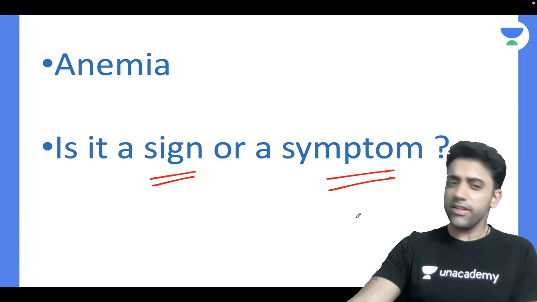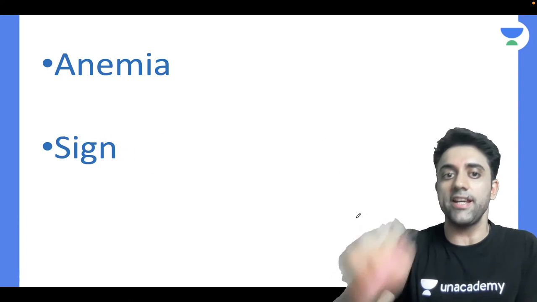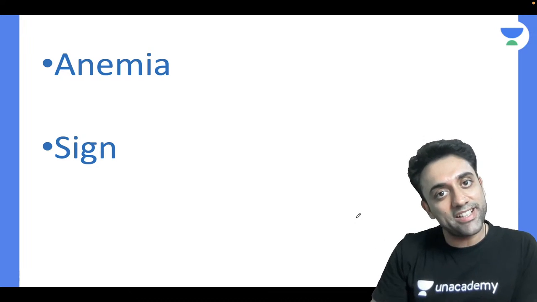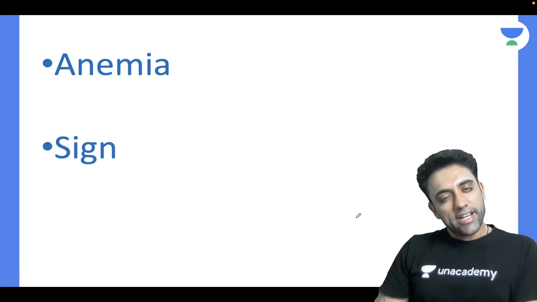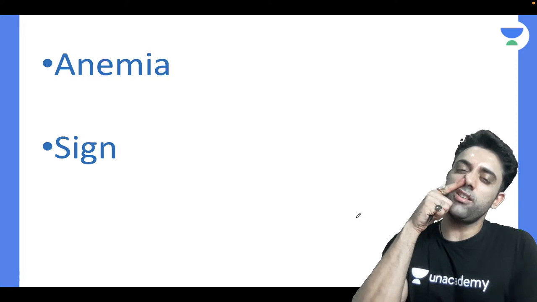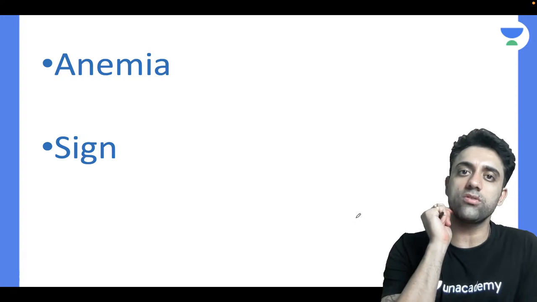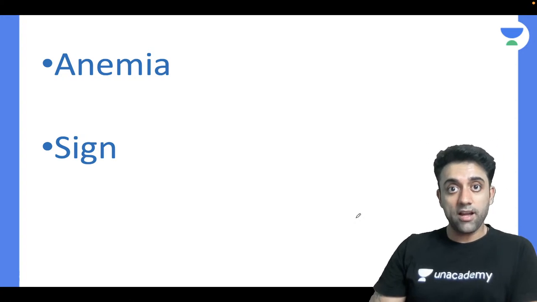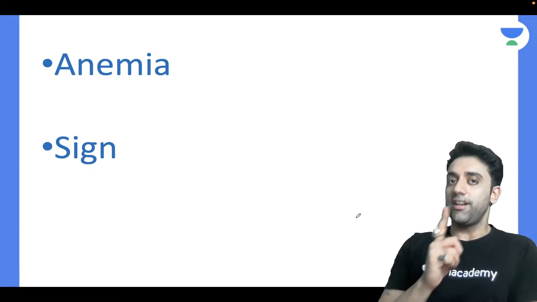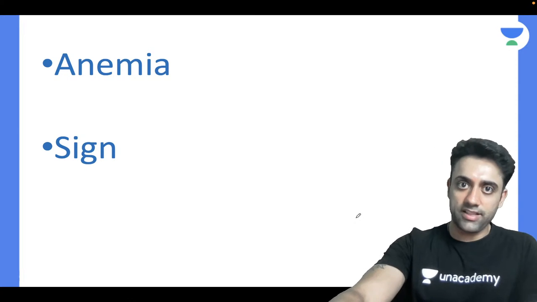Exactly. Beautiful answer. Is anemia a sign or a symptom? It is a sign, not a symptom. I have a pain in the abdomen, it is a symptom. I have an itching in the right side of my nose, it is a symptom. But I have anemia. How do you know I have anemia? Anemia is a sign. Okay, it's not a symptom.